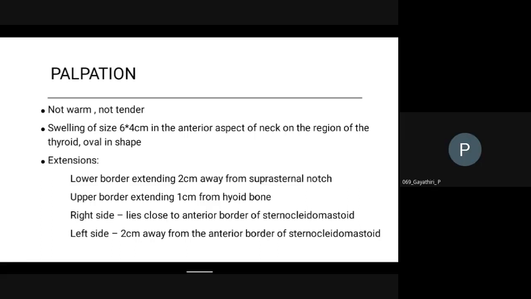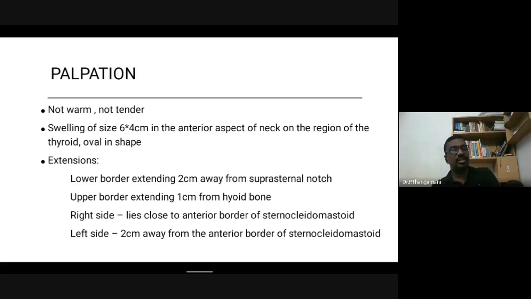Palpation. No warmth, no tenderness. The swelling is a butterfly-shaped swelling of size 6 cross 4 centimeter on the anterior aspect of the neck. The inspectory findings regarding the size, shape, extent is confirmed on palpation.